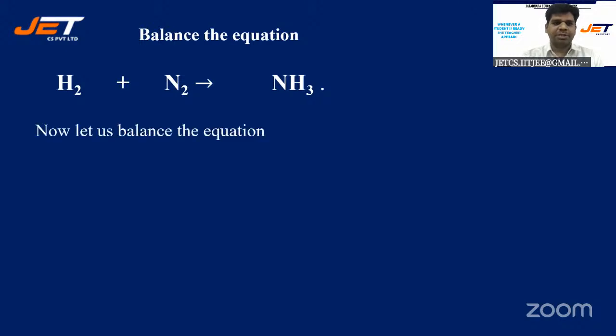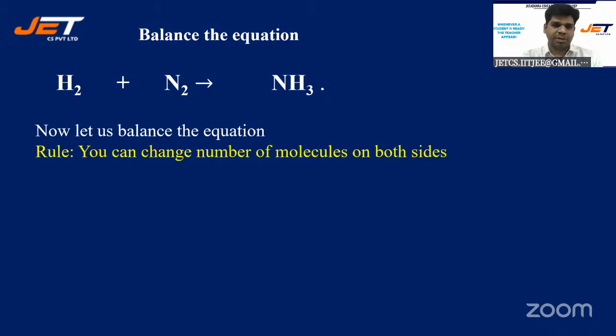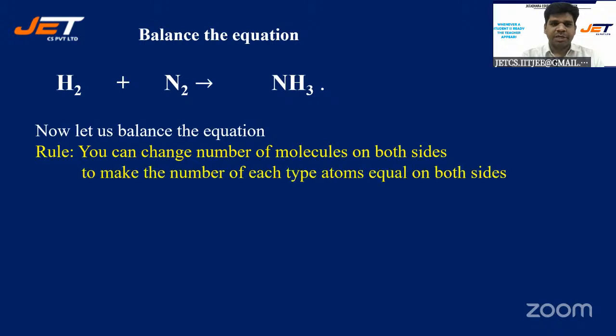Now let us see how to balance the equation. The rule says you cannot change the number of atoms in the molecule. H2, N2, NH3, all cannot be changed, but you can change the number of molecules on both the sides to make the number of each atom equal on both the sides. Ante H2 number of molecules మీరు 2 తీసుకొని or 3 తీసుకొని, 2 molecules of ammonia తీసుకొని, like that we can balance the equation.